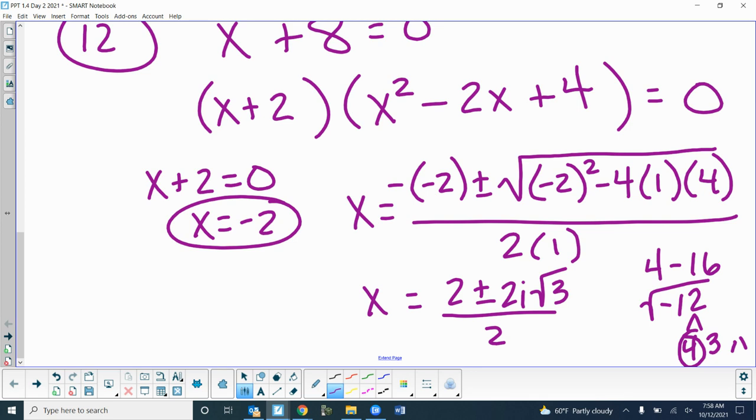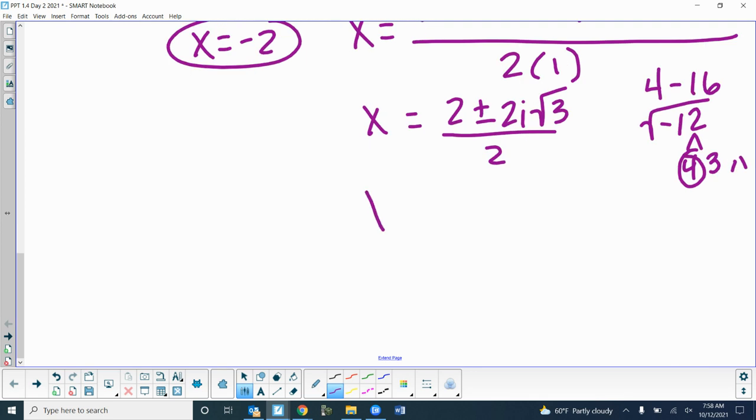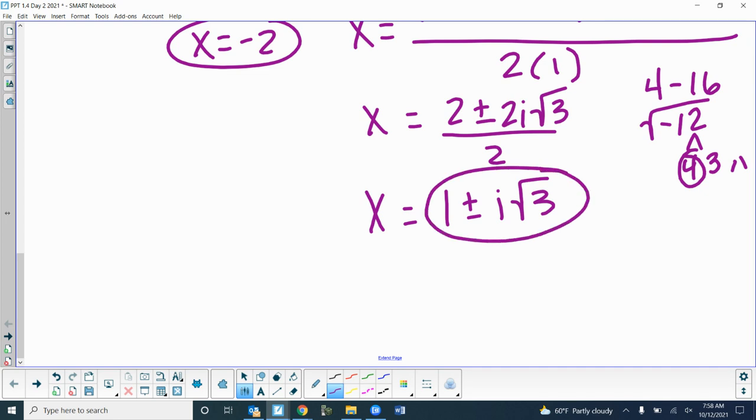No, because what goes into all three of those? 2, right? So I'm going to divide all those by 2 to finish it up. That's a 1 plus or minus 1i, or just i, radical 3, over 1. So you don't have to put over 1. So there's the other 2 answers.